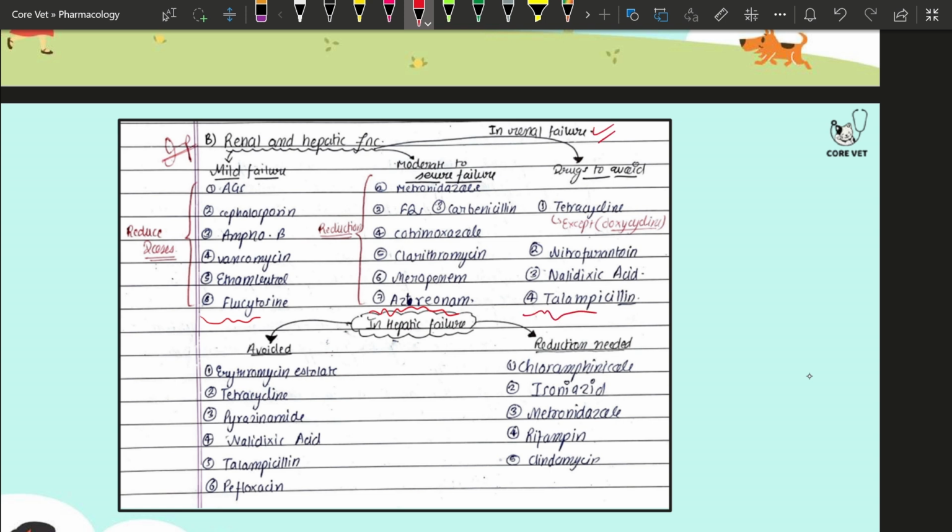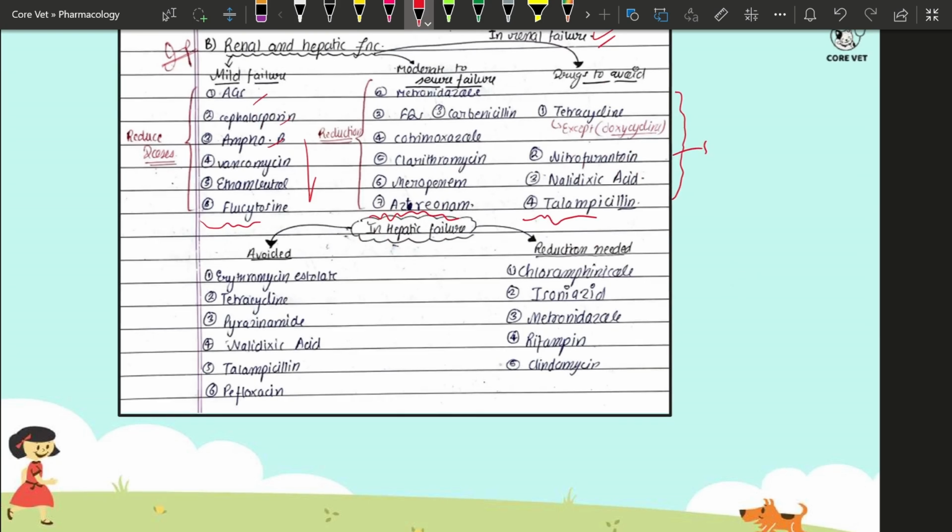In mild renal failure, you can just reduce the dosage of the aminoglycosides, cephalosporin, amphotericin B, etc. In moderate to severe renal failure, you could reduce the usage or the dosage of these drugs. The drugs that should be avoided in renal failure are tetracycline, nitrofurantoin, nalidixic acid, and telampicillin. In hepatic failure, it means the liver is damaged.